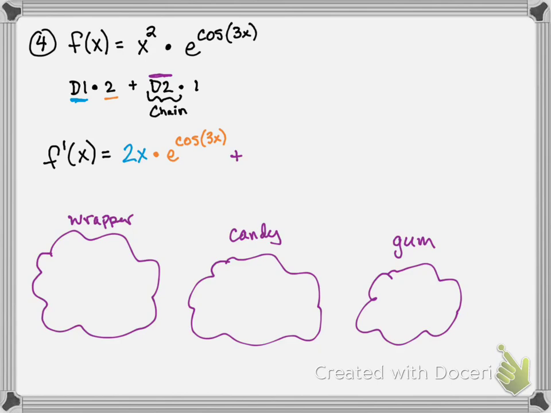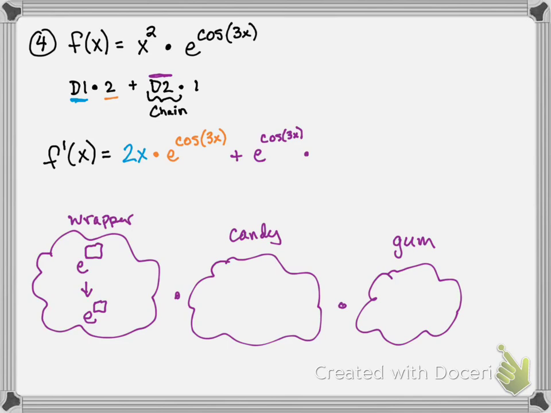So what's the most outside piece of our wrapper right here? e. So that's e to the something. Okay? What's the derivative of e to the something? e to the something. Good. e to the blob. So that's the first part of our chain here. e to the cosine 3x. Times. All right. Remember, we're multiplying all this chain together. We're linking them together like a chain is.